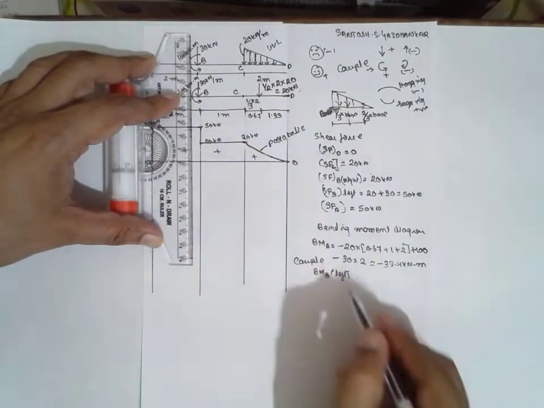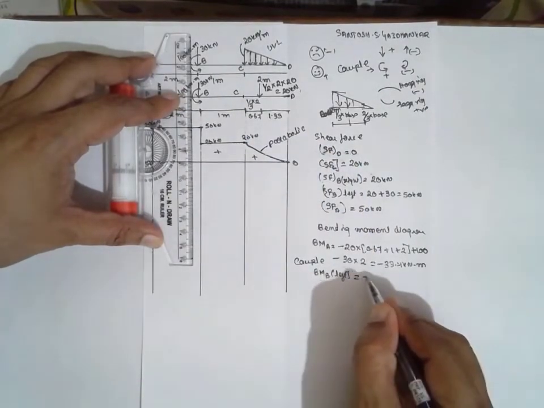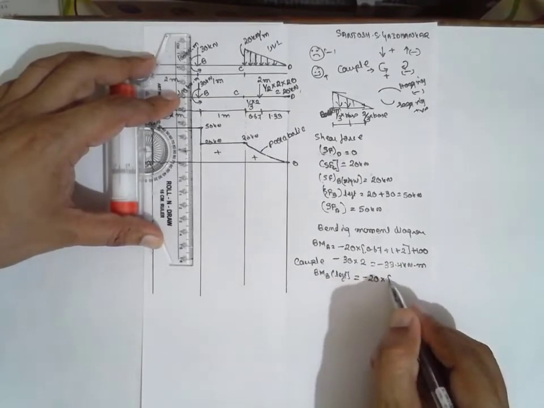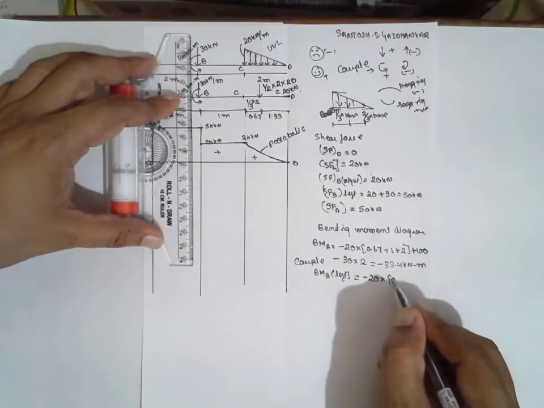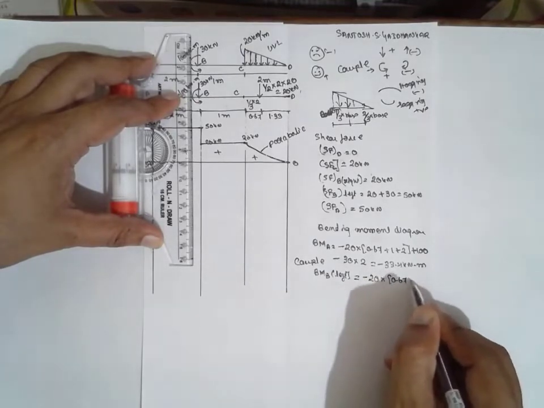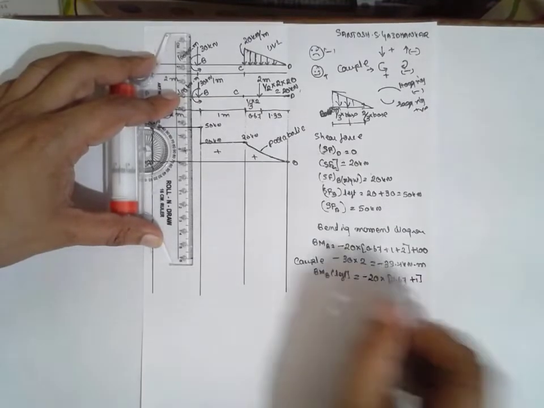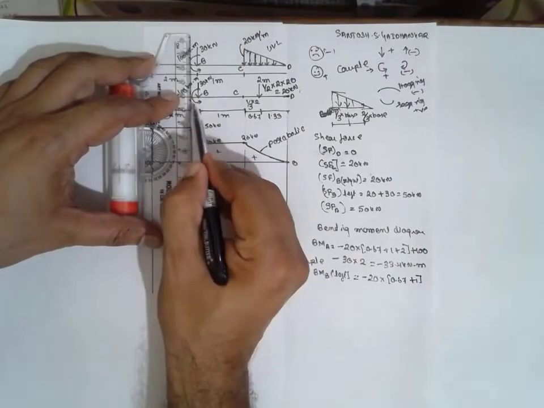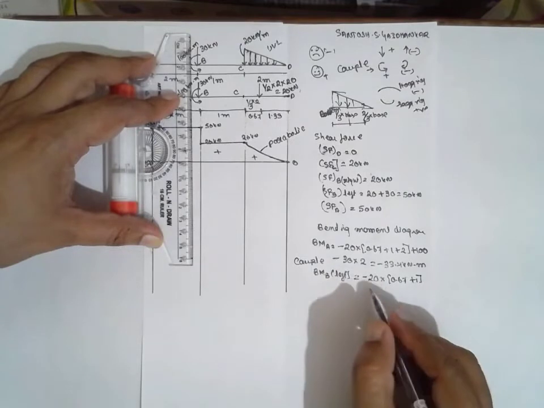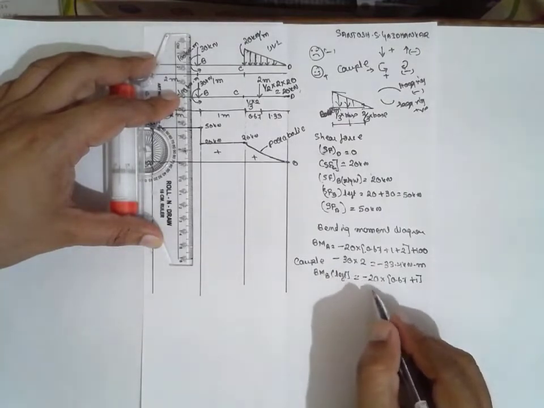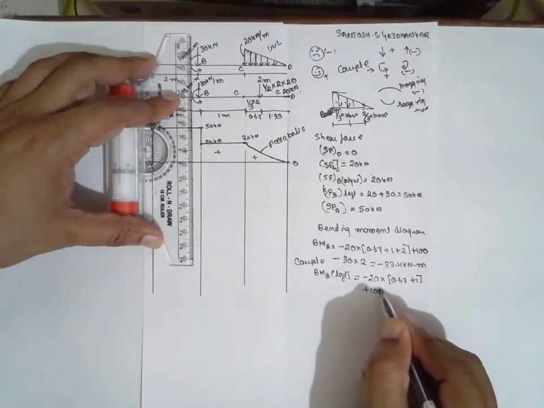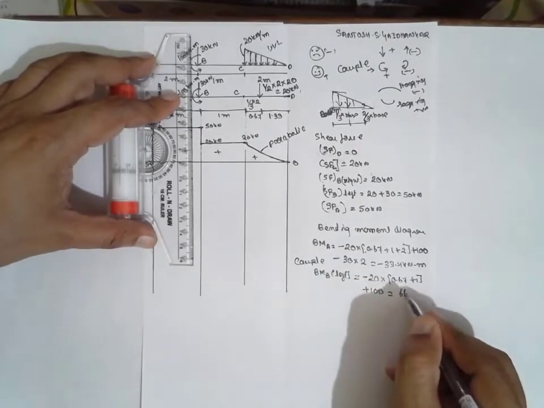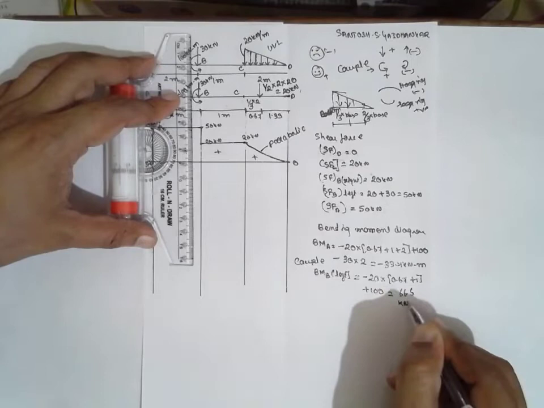Now first will be minus 20 into 0.67 plus 1, and there is a couple here. Left side, the couple is visible. Then plus 100. If you calculate, the value will be 66.6 kilonewton meter.